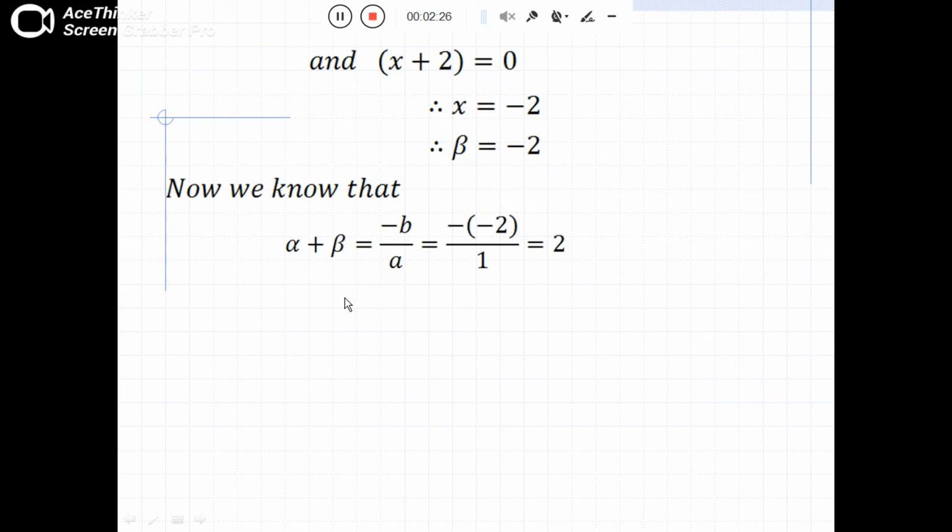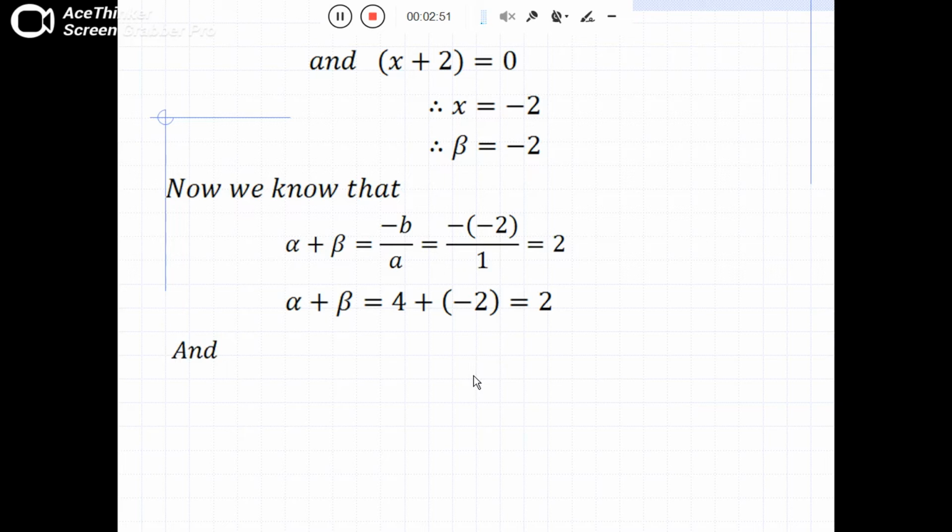Now find the values of this alpha and beta. Alpha was 4, alpha plus beta. So 4 plus and beta is minus 2. So 4 minus 2 is equal to 2. It means in both the cases the value of alpha plus beta is equal to 2. It is verified. So one more formula you have, that is product of zeros, which is alpha into beta.